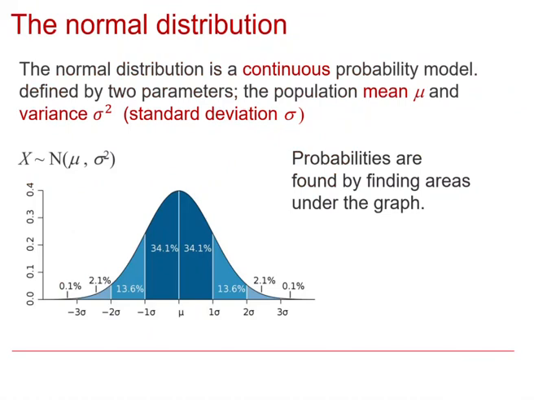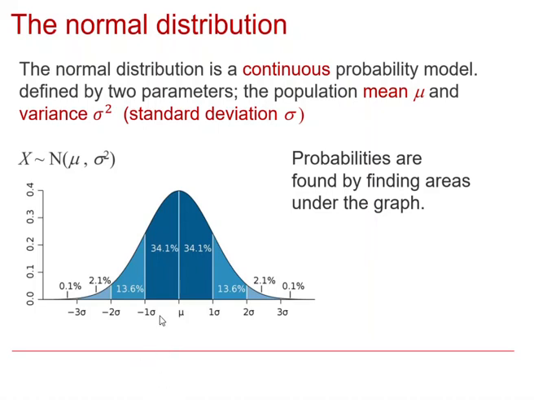And you should recall that the normal distribution is a continuous model defined by a population mean mu and a population variance sigma squared or standard deviation sigma. You should be familiar with this notation here, where x is a normally distributed random variable from a population with mean mu and variance sigma squared. Examples of normally distributed random variables might be heights of adult males, lengths of adult mice tails, or the mass of sugar in a machine-filled bag of sugar.